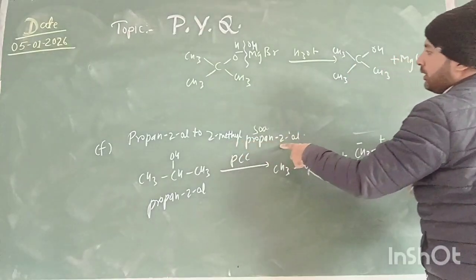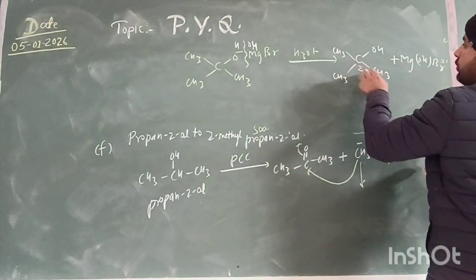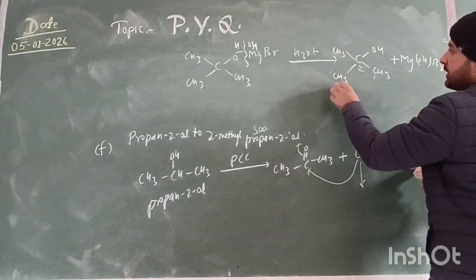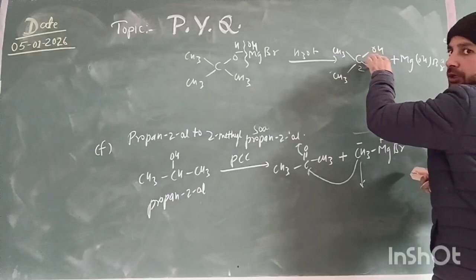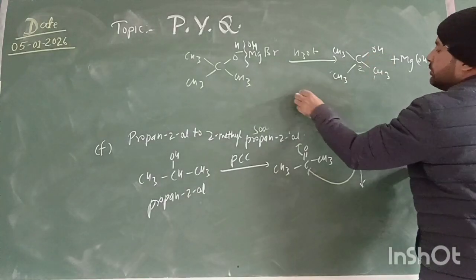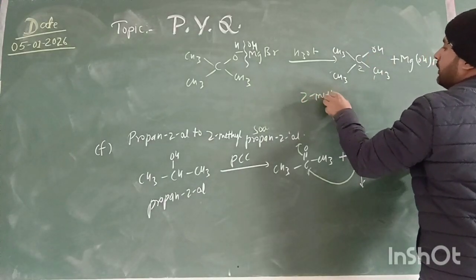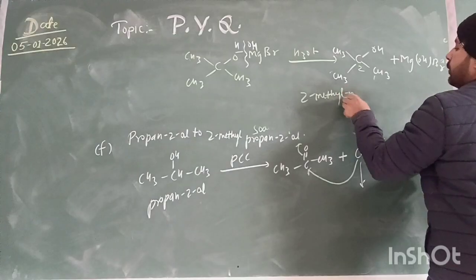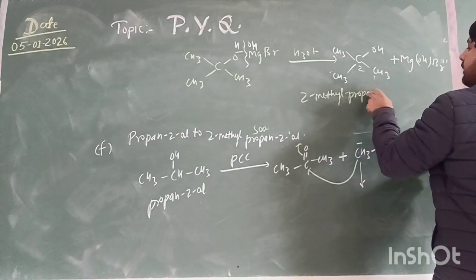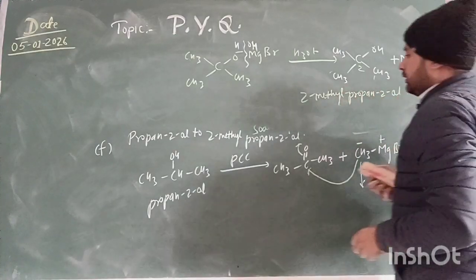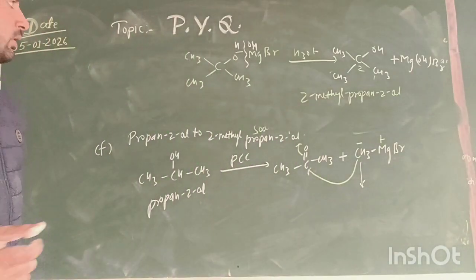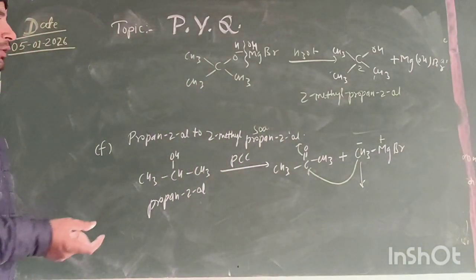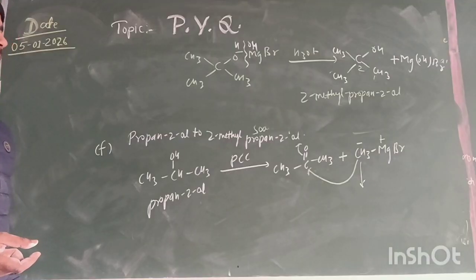2-methyl propane 2-ol. 1, 2, so 2-methyl. This one is methyl. There are 3 carbons, so propane. The second position is OH, so ol. So 2-methyl propane 2-ol. So this is the way we can convert propane 2-ol to 2-methyl propane 2-ol.